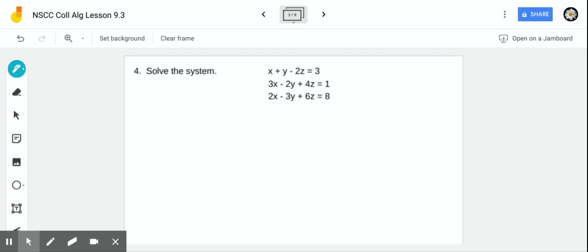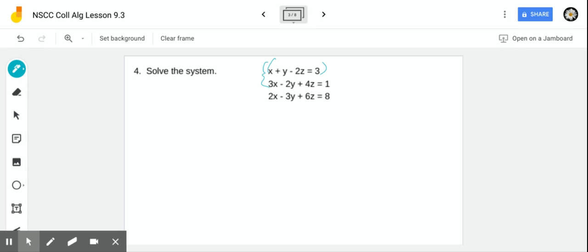Okay, we are going to use the same method that was described in problem number 3 to solve this. So the first thing we're going to do is take two of the equations and eliminate one of the variables. I don't know that there's necessarily a good choice for this. I think I'm going to eliminate x's. You wouldn't have to eliminate x's. You could pick a different variable. But I'm going to take equations 1 and 2 and eliminate x.